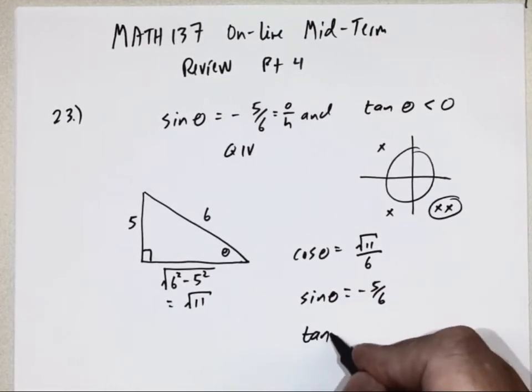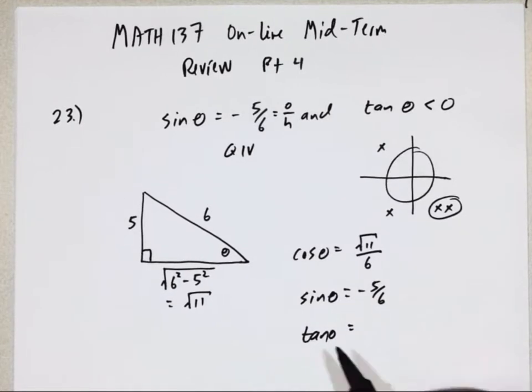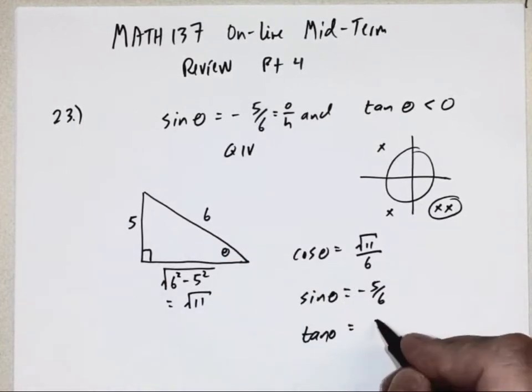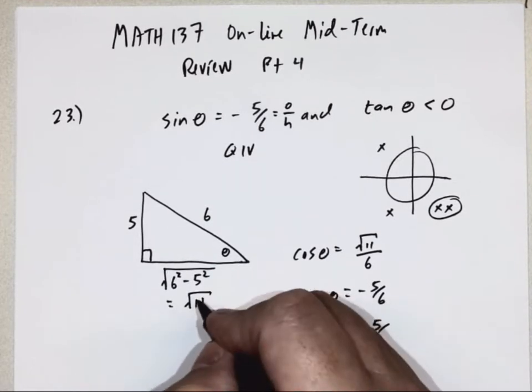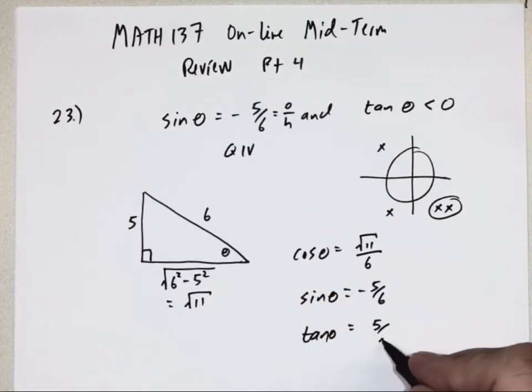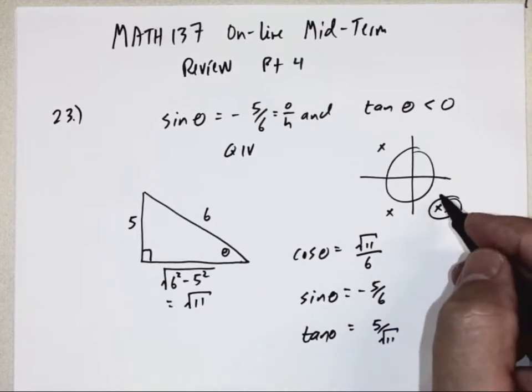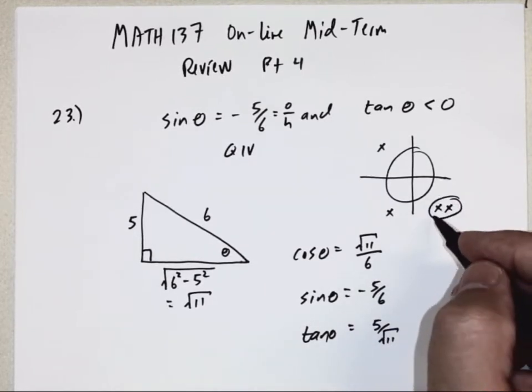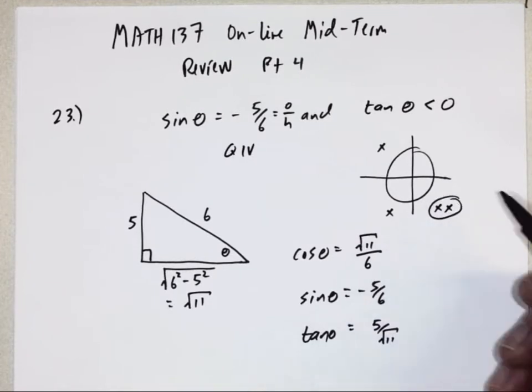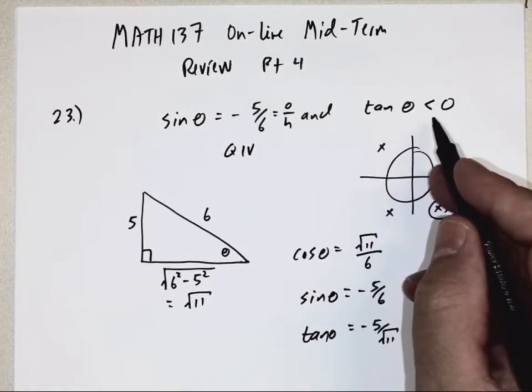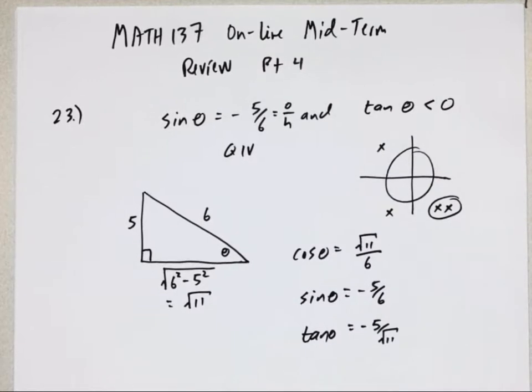Let's do tangent of theta. SOHCAHTOA. Tangent is opposite over adjacent. Now, is the tangent positive or negative in quadrant 4? Well, since the tangent is sine over cosine, I know sine is negative, cosine is positive, so tangent's negative. We also were told that up here. So either way, we know the tangent's negative.